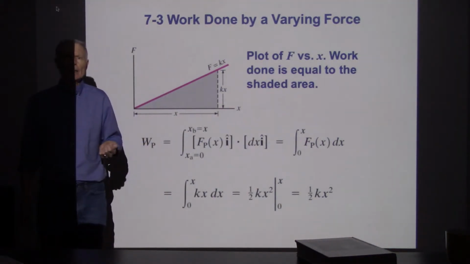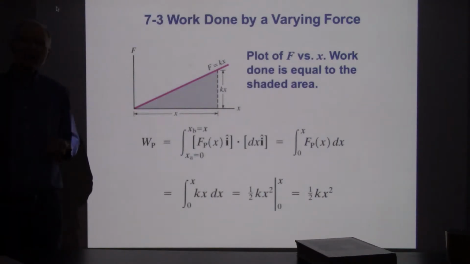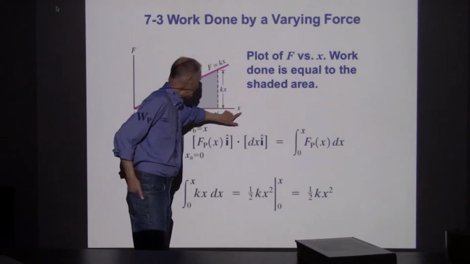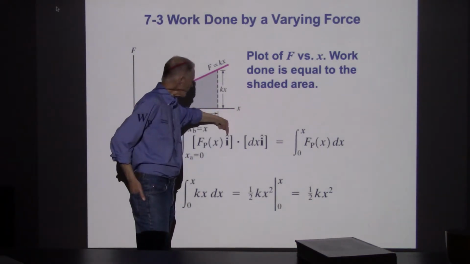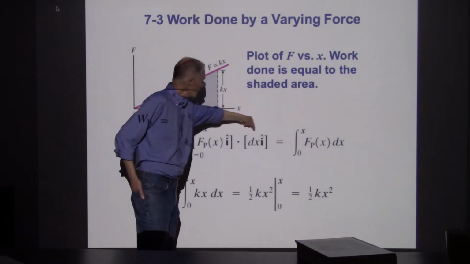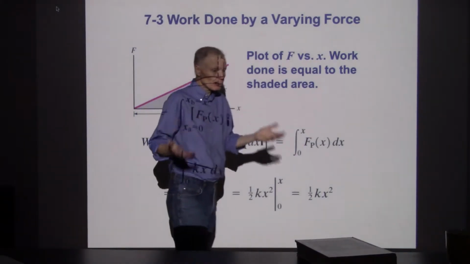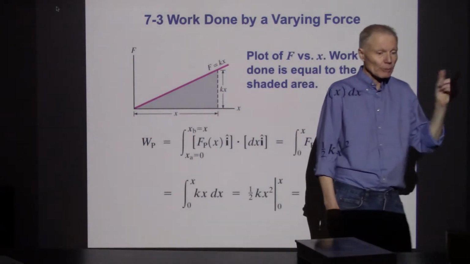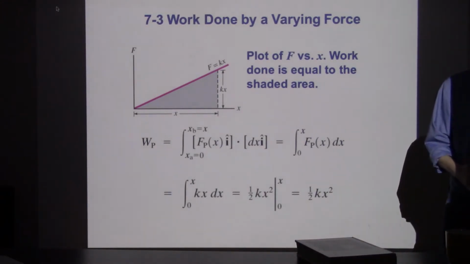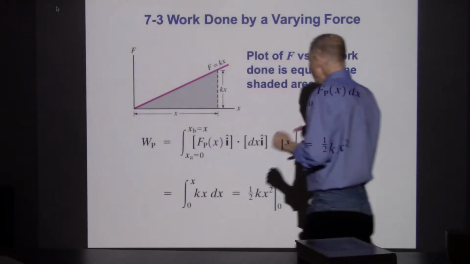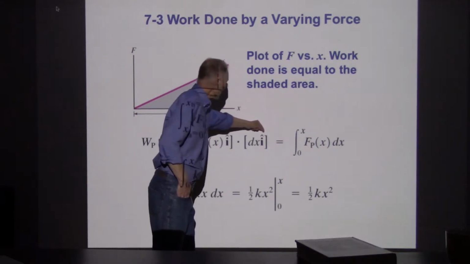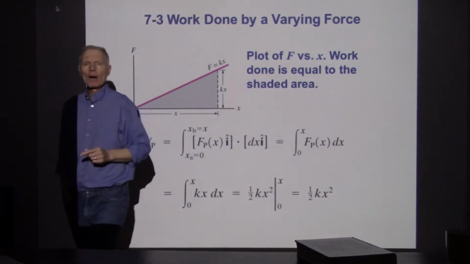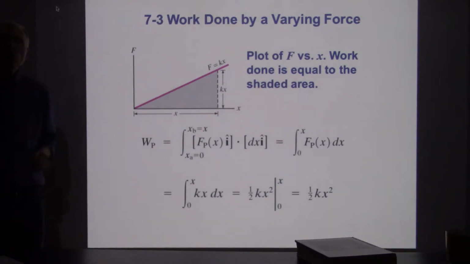What would i dot i be? If I take the dot product of two unit vectors, that's going to be 1. So the dot product i times i would be the magnitude of the first vector times the magnitude of the second. Now the magnitude of i is 1, and the magnitude of i is 1, and then the angle between them is 0. So the dot product of i and i is just a factor of 1, and that means the vectors can all drop out.